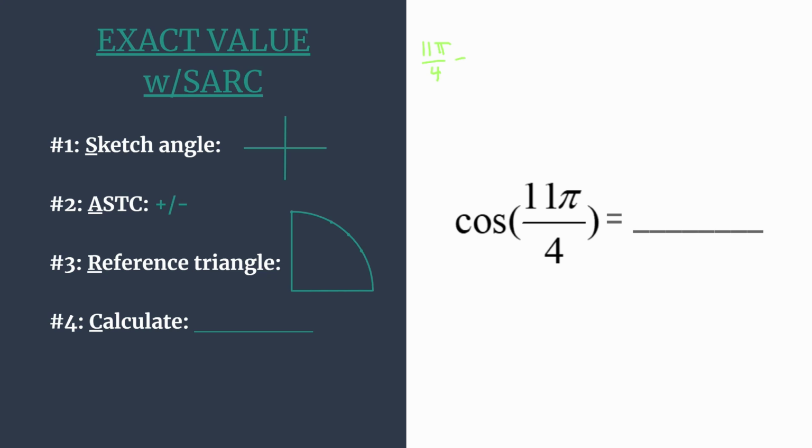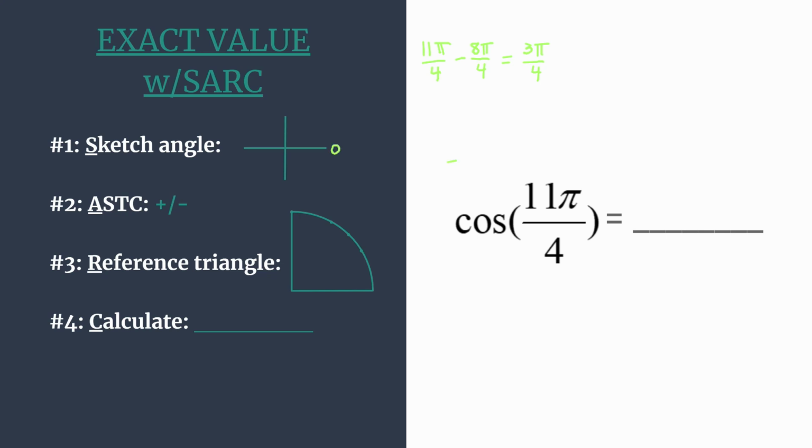And instead of just subtracting 2 pi, let's go ahead and write it as 8 pi over 4, so we have a common denominator. And we know that 3 pi over 4 is a coterminal angle to 11 pi over 4. And what that means is that they have the same terminal side. So we rotate a little bit differently to get there, but we end up in the same place. So let's go ahead and sketch.